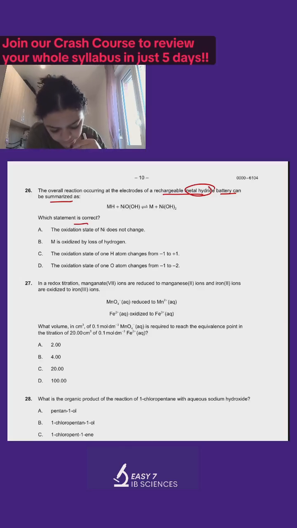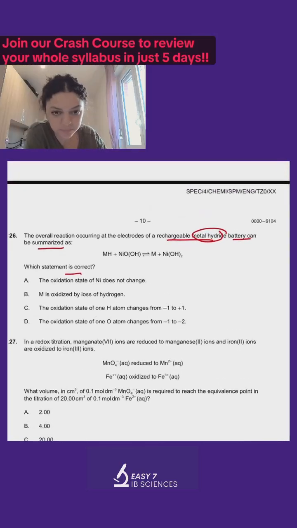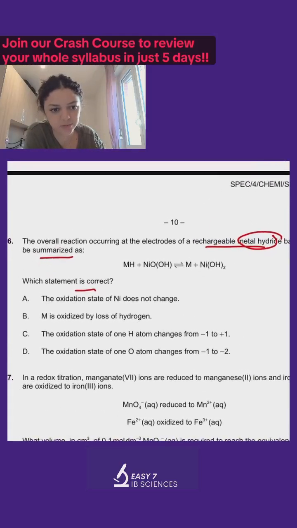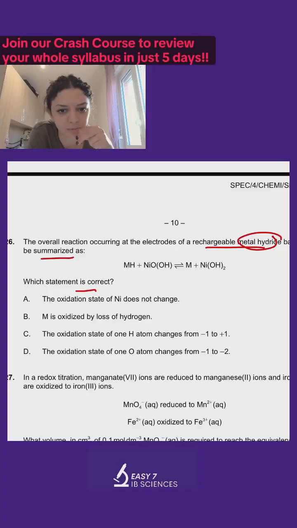The oxidation state of nickel does not change. M is oxidized by loss of hydrogen. The oxidation state of 1 hydrogen changes from -1 to +1. The oxidation state of oxygen changes from -1 to +2. So this one, hopefully you guys can answer it. A is incorrect for sure. Yes, you're correct. A is incorrect for sure. We can cross that out because the oxidation state of nickel does change.